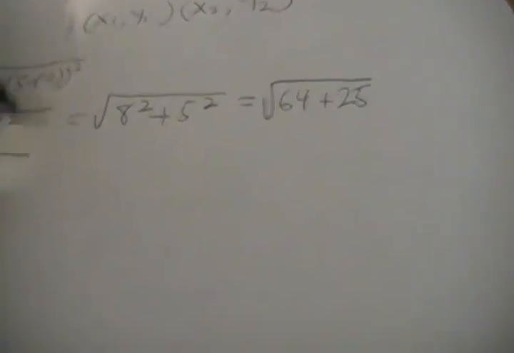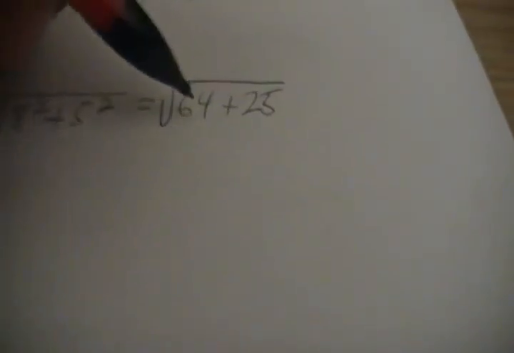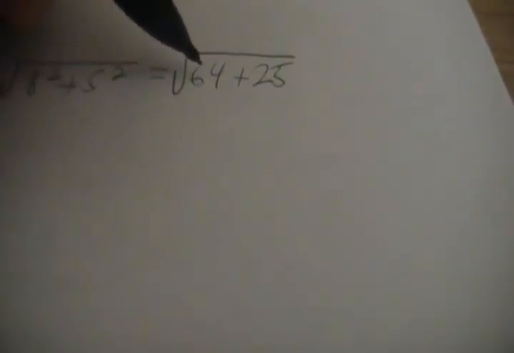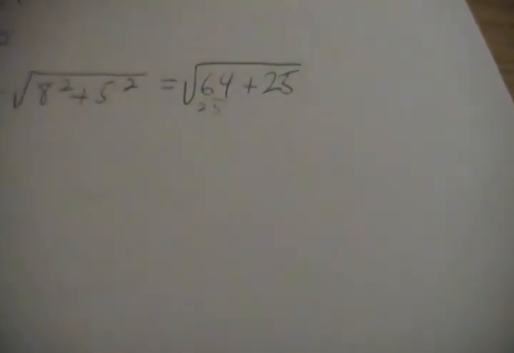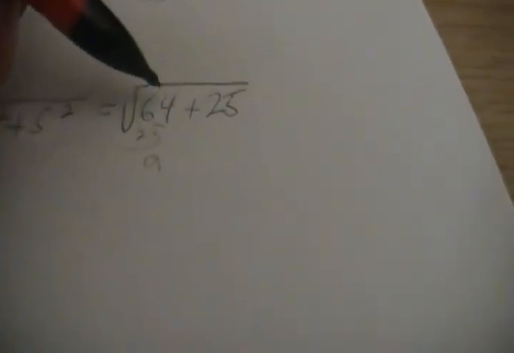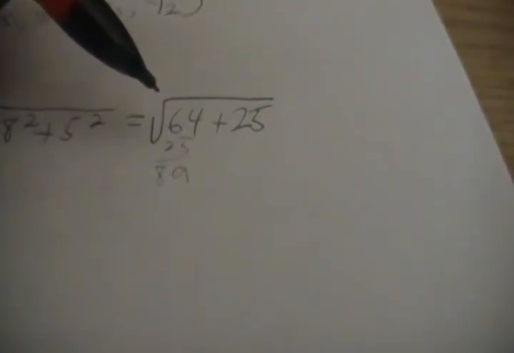So that's going to be equal to, what is 64 plus 25? Well, add up. So 4 plus 5 is equal to 9. And then 6 plus 2 is equal to 8. So we have the square root of 89.